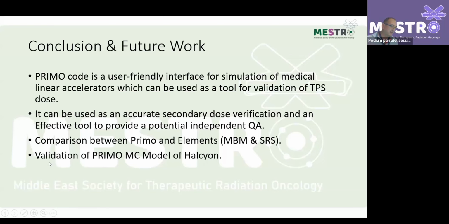I would like also to do a validation of the Primo Monte Carlo model of Halcyon. The phase space of Halcyon is actually available on Varian, but we don't have the geometry, and we hope that Varian provides us the geometry of Halcyon in order to be able to do the simulation of Halcyon.